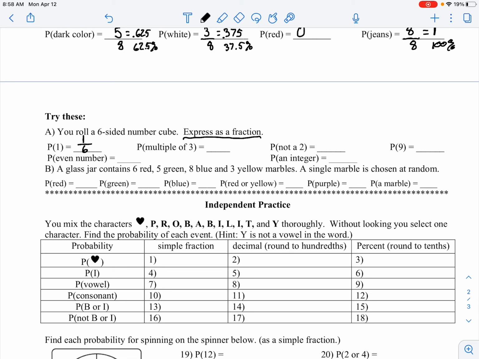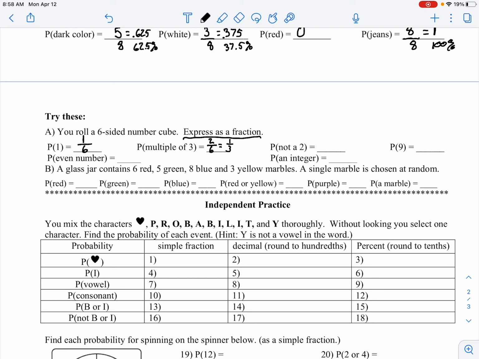Now a multiple of 3, let's count out what our multiples of 3 are on a dice. We've got 3 and 6, and those are the only 2. So we still have 6 total possibilities, but now we have 2 of them being what we want to happen, which always reduce your fraction. That's going to be a probability of 1/3 that I roll a multiple of 3.